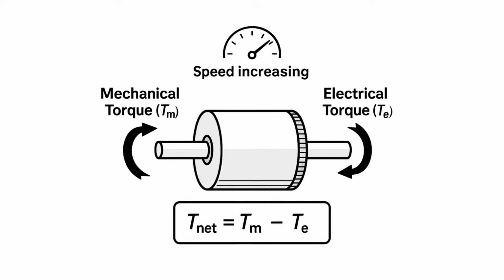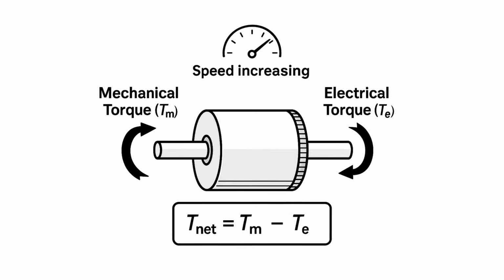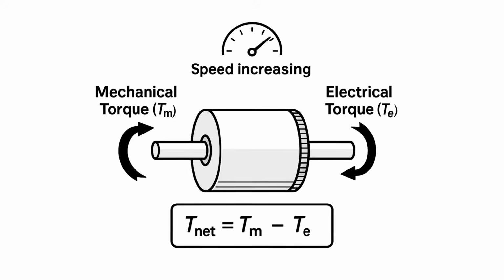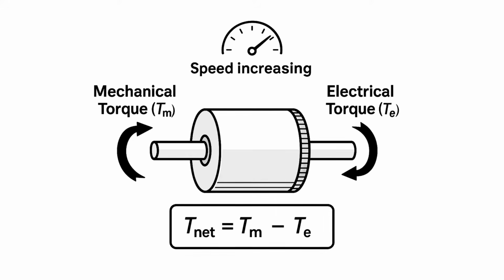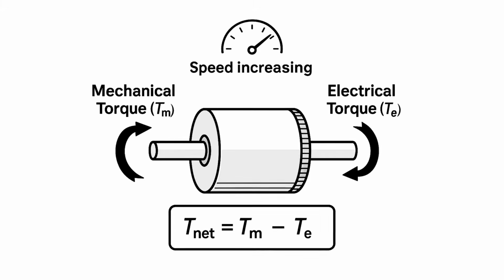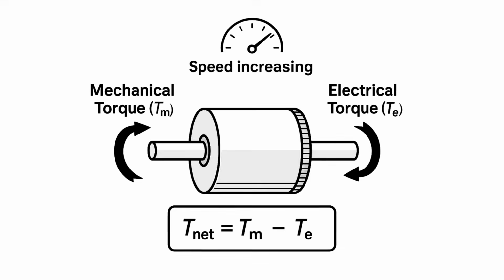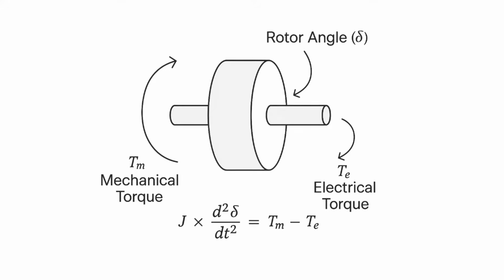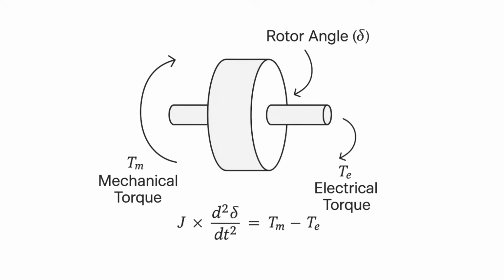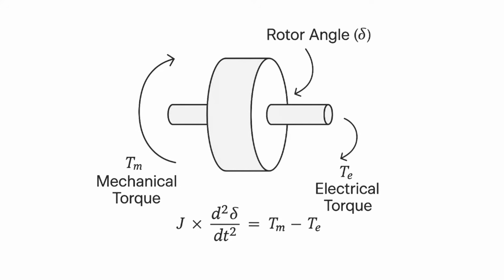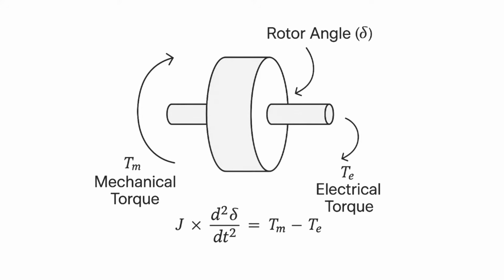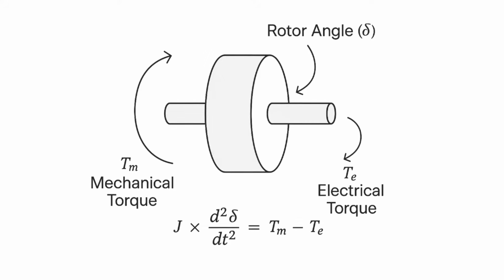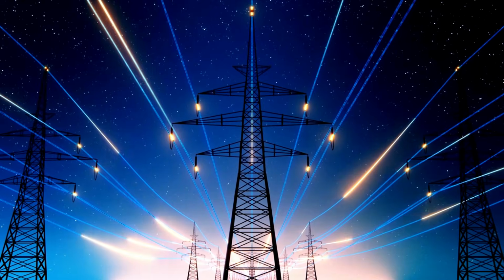If these are balanced, the rotor speed stays steady. If mechanical torque is higher, the rotor speeds up. If electrical torque is higher, the rotor slows down. The net torque is the difference. T net equals T mechanical minus T electrical. Now apply Newton's law. J times the second derivative of the rotor angle delta equals T mechanical minus T electrical. This gives us the physical form of the swing equation, based on rotational motion.